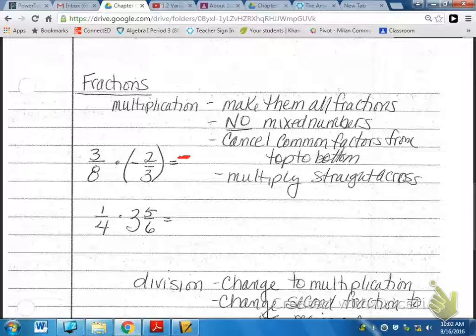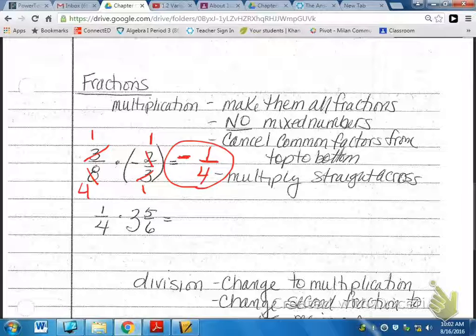First of all, the 3's are in common, so you can cancel out the 2 3's, and they would both become 1's. The 2 and 8, well, they're both even, so we can cancel out a 2. The 2 becomes a 1, and the 8 becomes a 4. Now, everything pretty much is canceled out except that 4, so I think we're ready to multiply straight across. The top, 1 times 1, and the denominator, 4 times 1, so negative 1/4. Questions about that?